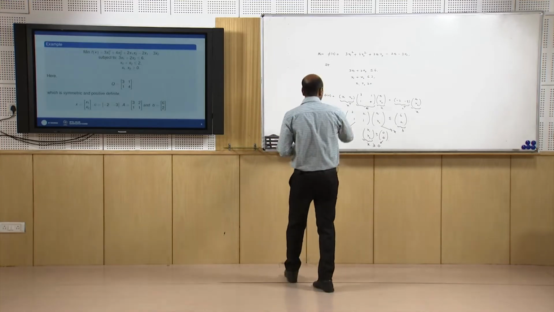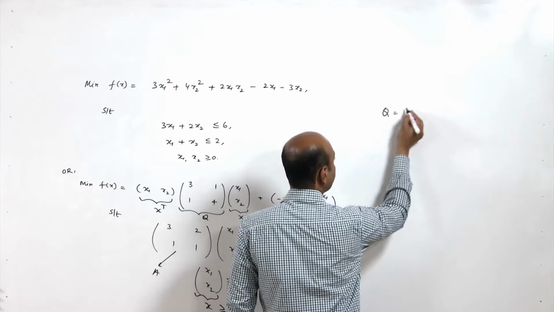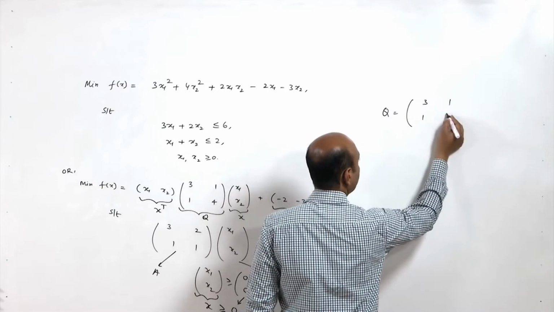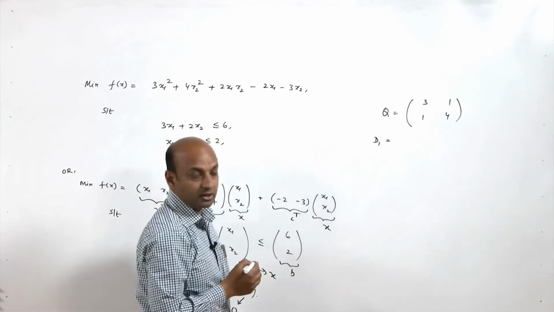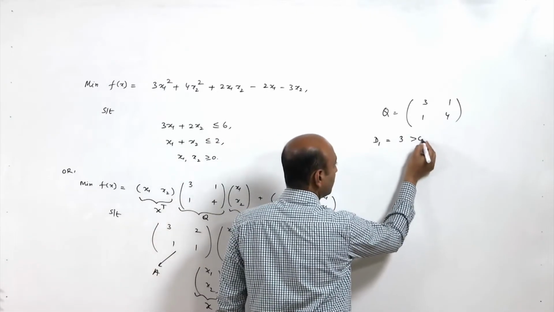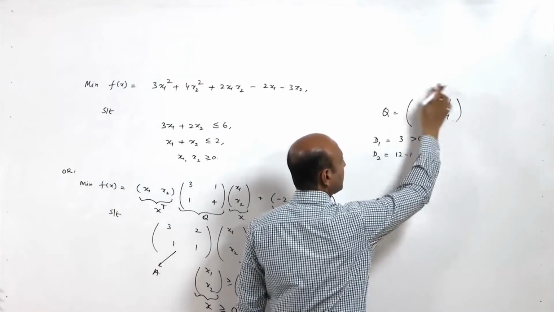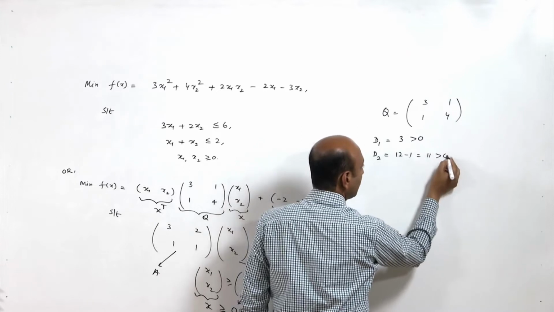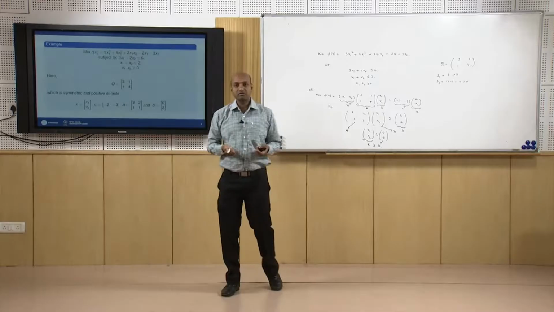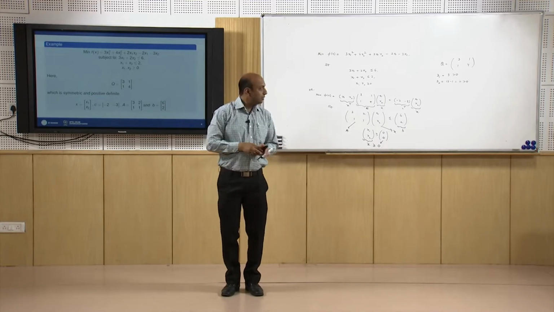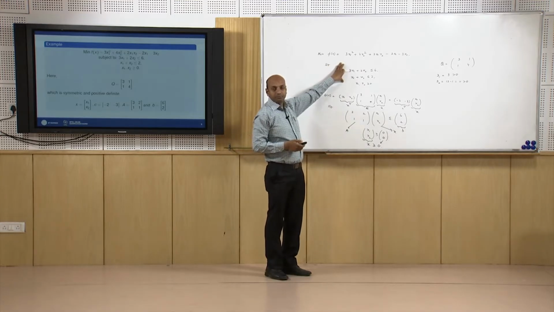Now, this Q which is here, you can readily see is the matrix 3, 1, 1, 4. D1, the leading principal minor of order 1 cross 1, is 3, greater than 0, and D2, the determinant of matrix Q, is 12 minus 1, which is 11, again greater than 0. So, the matrix Q is positive definite, and hence it is positive semi definite. So, we can say that this is an example of a quadratic programming problem.